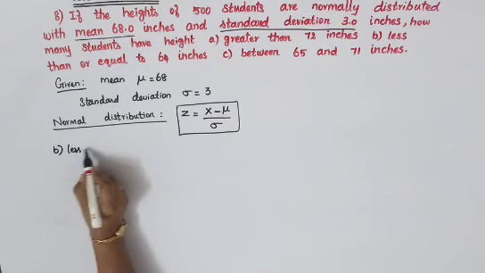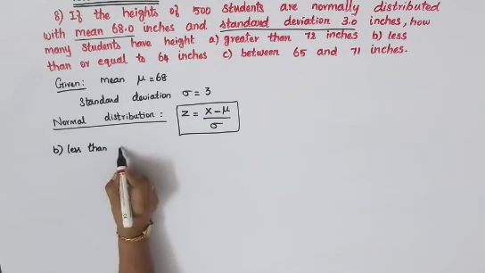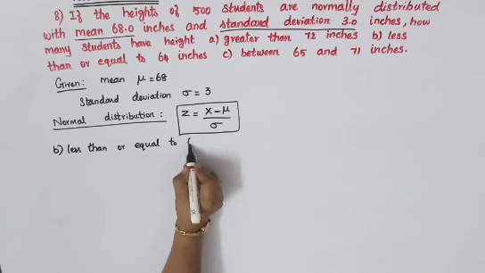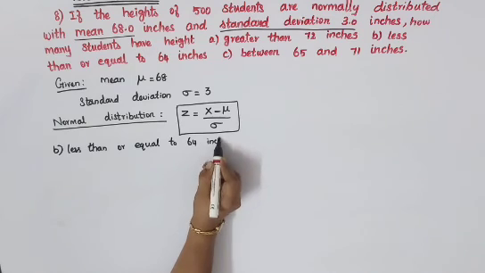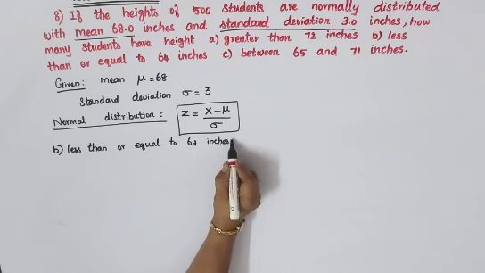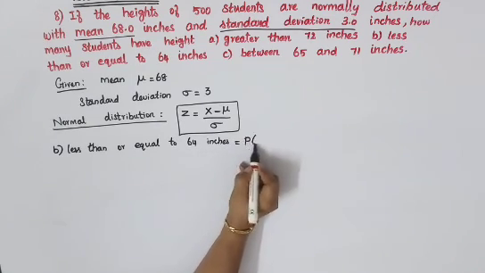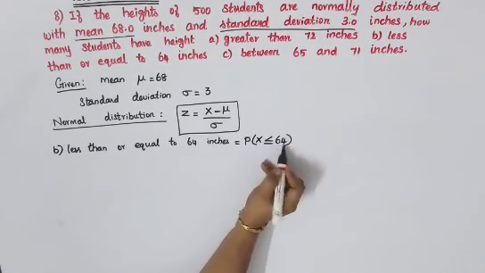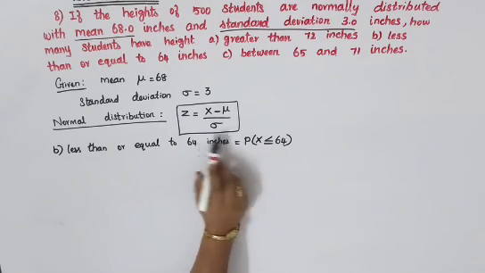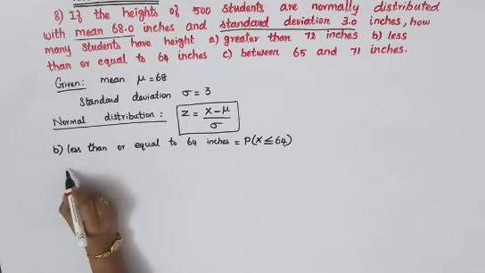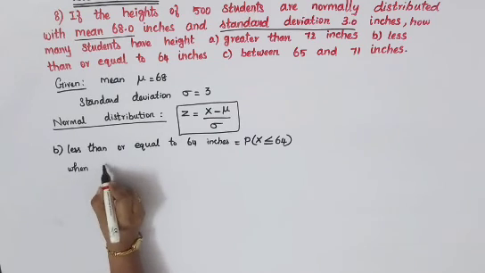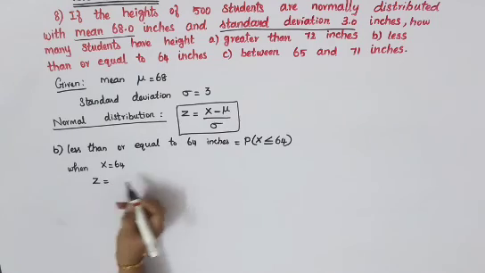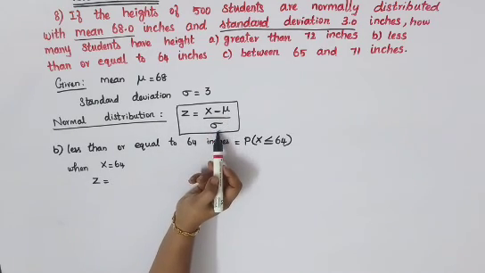So less than or equal to 64 inches. You can write this as P of x is less than or equal to 64. Now when x is equal to 64, we have to get the value of z. When x is equal to 64, the value of z is equal to x minus mu divided by sigma.